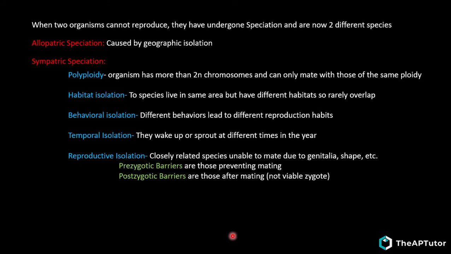And then reproductive isolation, which is basically closely related species are unable to mate due to genitalia or the shape, or etc. Prezygotic barriers are those preventing mating from ever happening, and postzygotic barriers are those that happen after mating. So for example, the zygote, or the combination of the female egg and the male sperm, does not form a viable zygote.